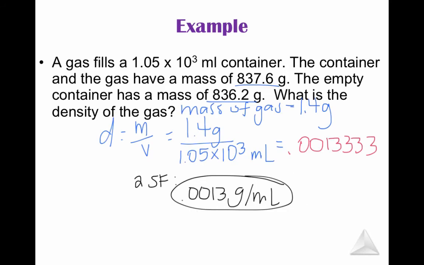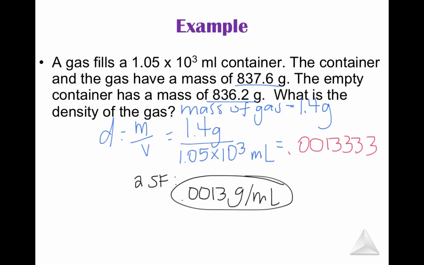So now when you look at this example, they give us a lot of information, but they want to know what the density is. So the first thing I did was I wrote out the formula for density. Okay, density is mass over volume. And they want you to find out the density of the gas. Okay, so they give me the mass of the container and the gas and the mass of just the container. So figure out how I got the mass of the gas. Okay, and then I do mass over volume.